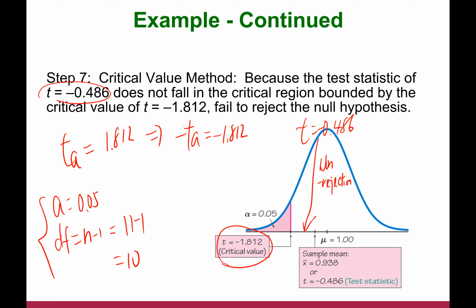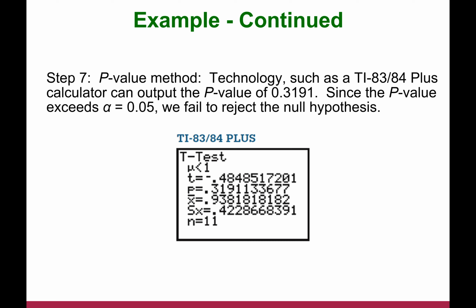So that means you fail to reject H0, fail to reject the null hypothesis, using the critical value method. And then for the p-value method, you can use TI-83, 84. You can also use Excel to get that.